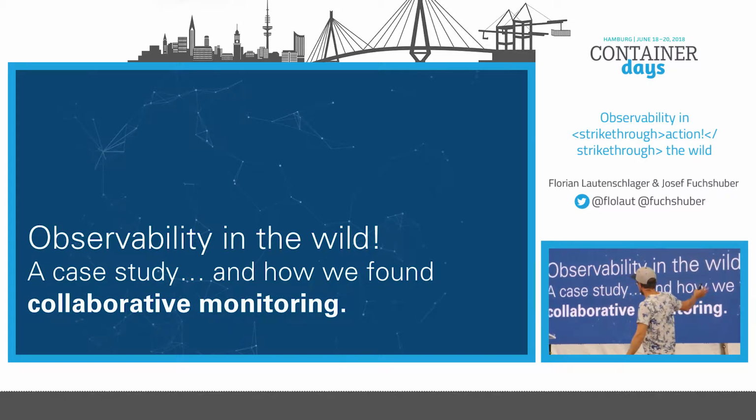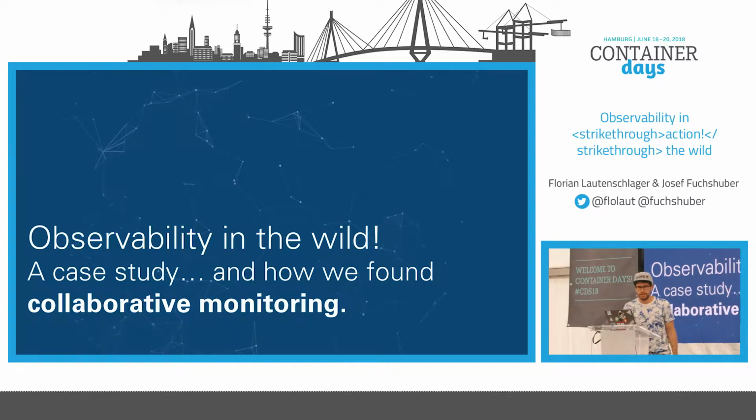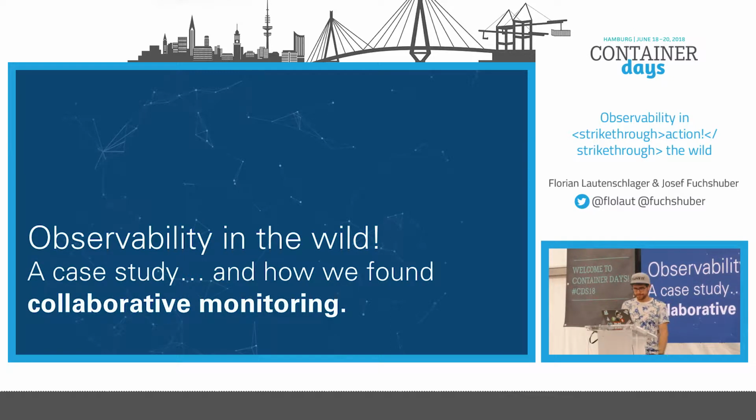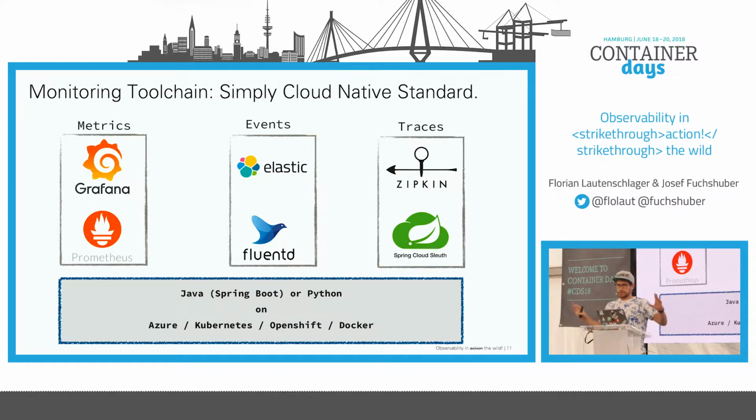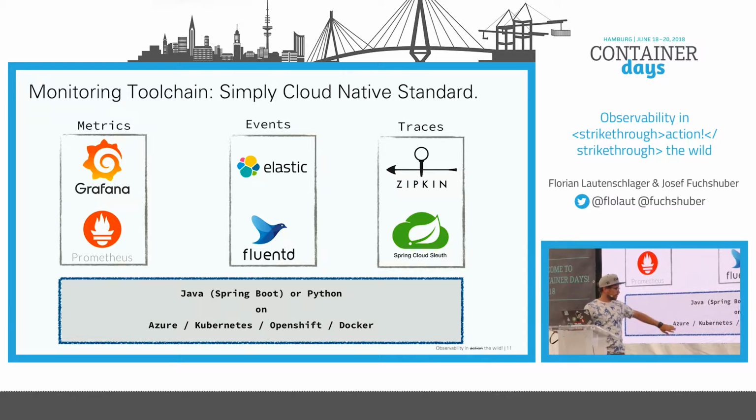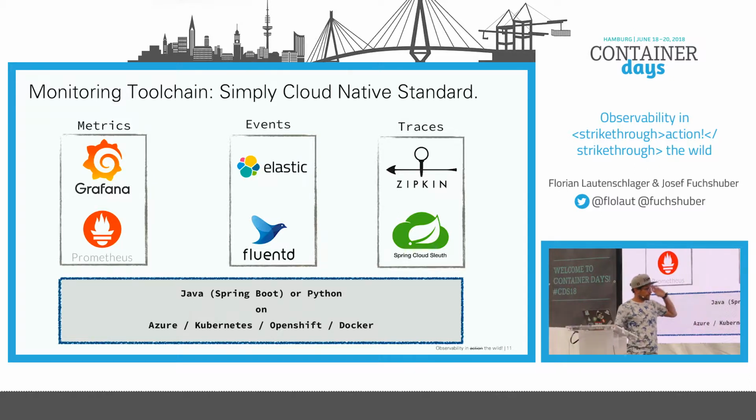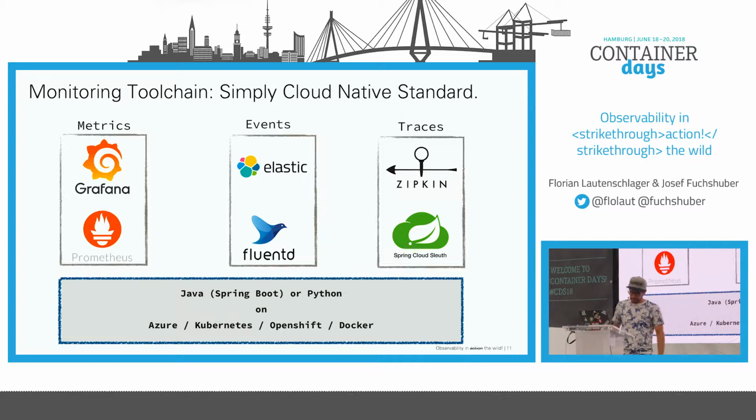Now the case study, or how we found observability, collaborative monitoring in the mentioned real world project. So first I want to show you our monitoring toolchain. It's the open source cloud native standard. As Josef said, we are running in Azure using OpenShift. Everything is packed in Docker containers. We use Spring and Python.